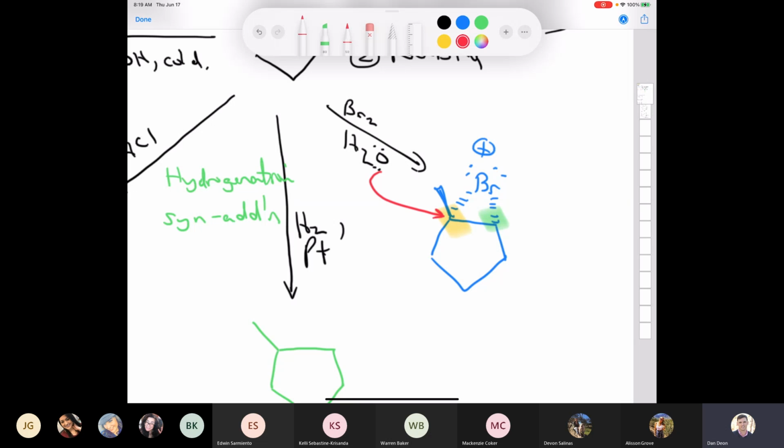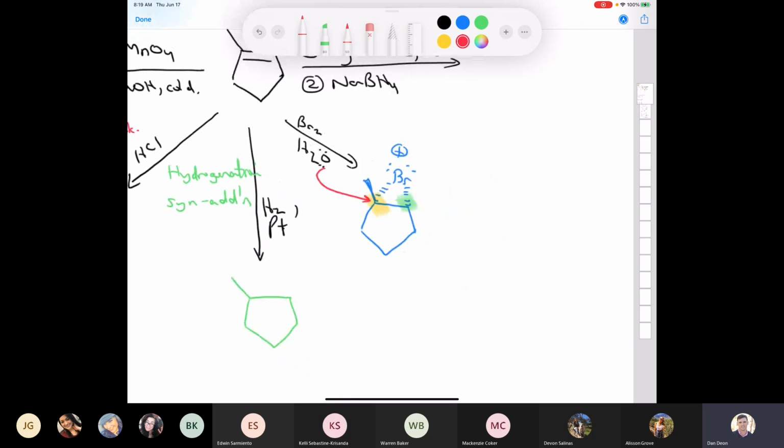Now, if you're wondering why that would be, if you remember, the whole rationale was that it's not about sterics, it's about electronics. And it's about which one of these carbons, the yellow one or the green one, would be more comfortable with the partial positive charge, right? Yes, it's going to occur by backside attack. It's going to go from the opposite side of the three-membered ring.